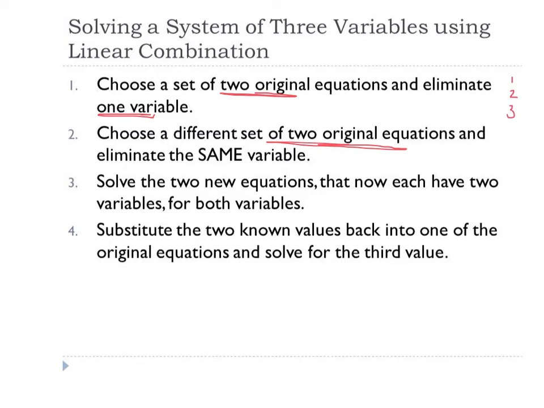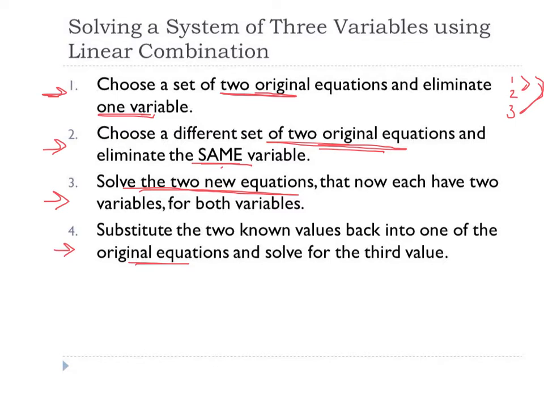Let's say you chose 1 and 2 to begin with, then maybe you choose 1 and 3. Two different original equations, and you have to eliminate the same variable that you eliminated in step 1. What that leaves you with is 2 new equations that have the same 2 variables. You can solve that using elimination, and then take the 2 known values back into one of the originals to get the third one. So: eliminate one variable, eliminate the same variable, solve the system you've created, then solve for that first variable you eliminated.